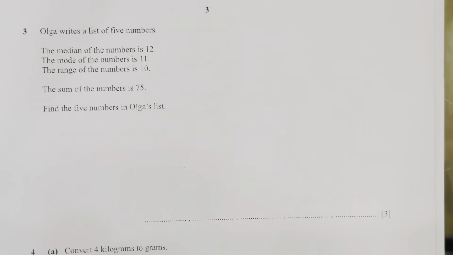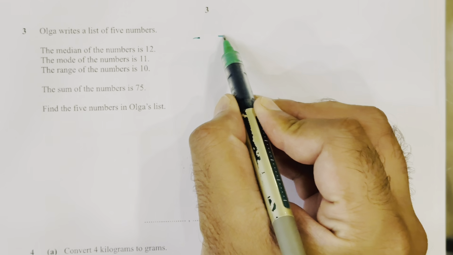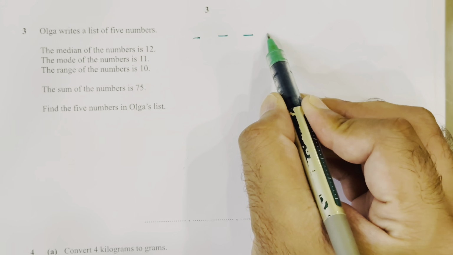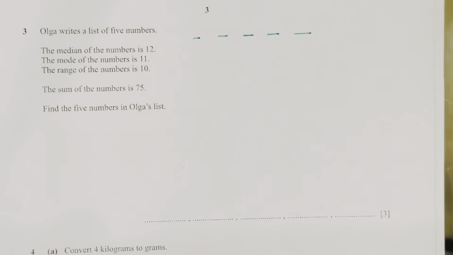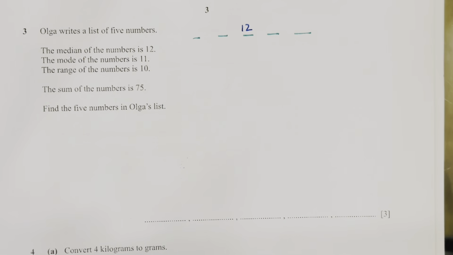Question number 3 is that Olga writes a list of 5 numbers. This is an interesting question of simple statistics, and the median of the numbers is 12. We know that if there are 5 numbers, then the median would be the central number, and the central number here is 12.